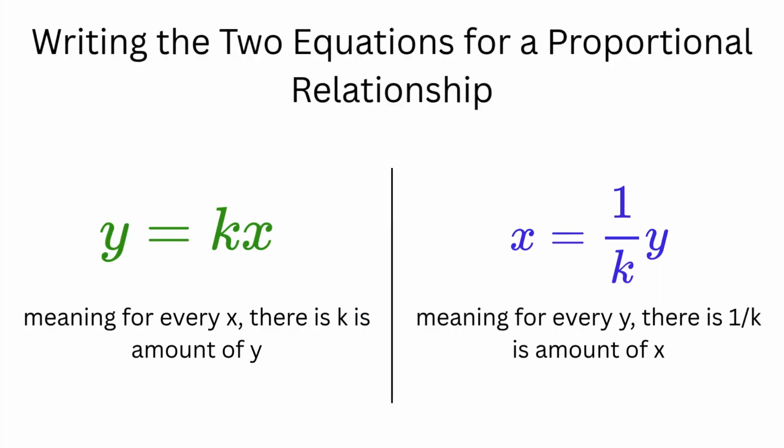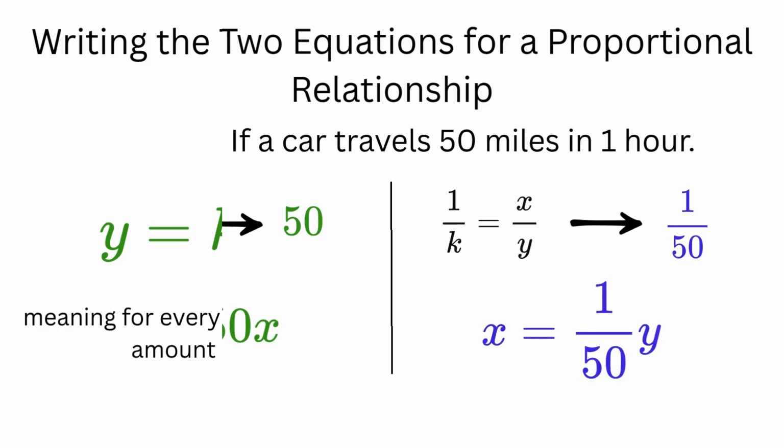Now let's connect this to equations. When we say for every x there's k times y, that becomes the equation y equals kx. When we flip it, for every y there is 1 over k times x, that becomes x equals 1 over k times y. Both equations describe the same proportional relationship, just seen from two different points of view.